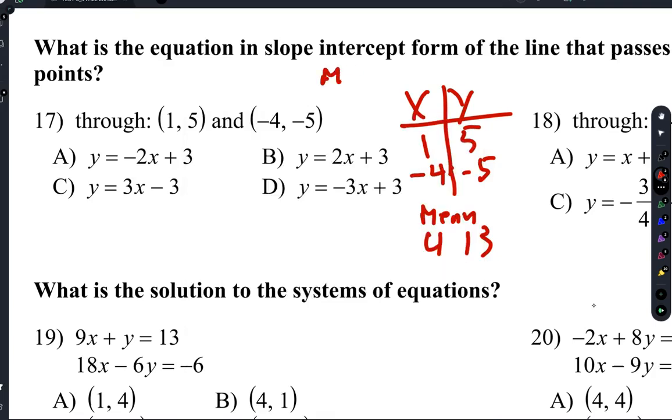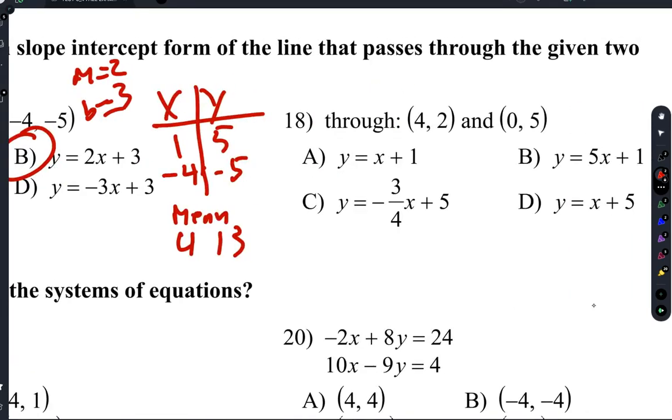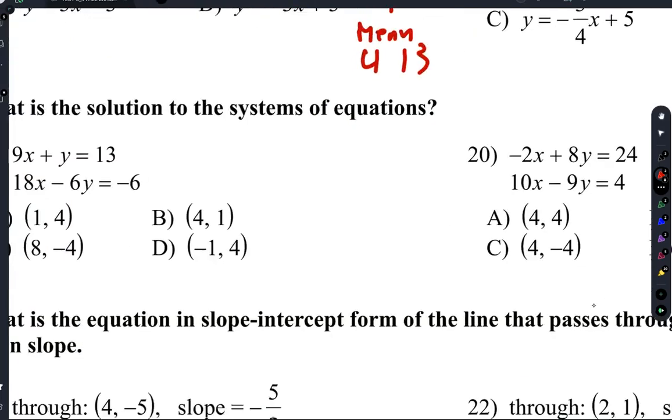So m equals 2, b equals 3. It's going to be this choice right here. Remember, you're going to do this on your own. So do the same thing. I would pause the video now and do this one, okay? Make sure you can do it.